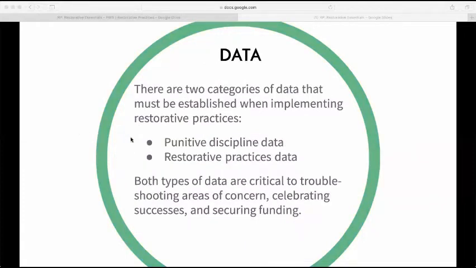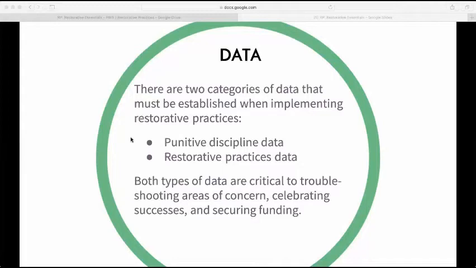Next, let's look at data. Data are central to all the core features of MTSS. Consider the data that should be collected. There are two categories of data that must be established when implementing restorative practices: punitive discipline data and restorative practices data. Punitive discipline data, such as the rates of in-school suspensions, out-of-school suspensions, expulsions, and referrals to law enforcement, is necessary to show a reduction in exclusionary discipline practices and racial disparities.